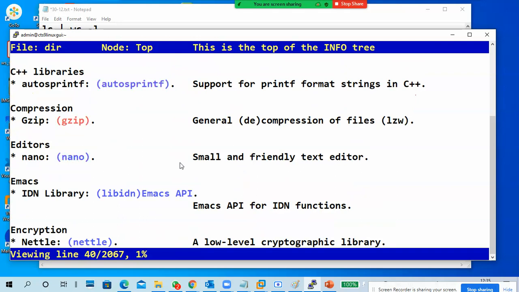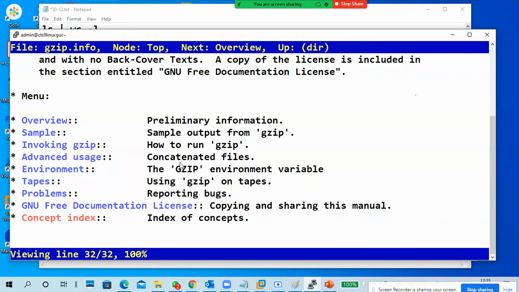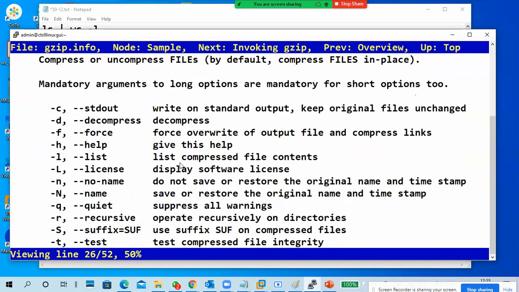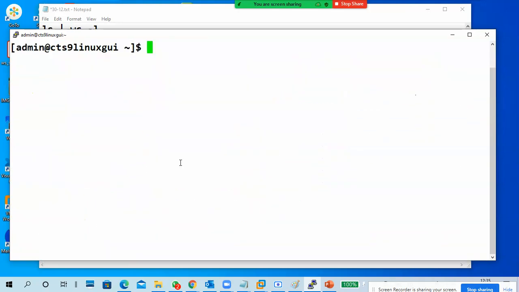Like you want to learn about gzip. Gzip is a command. So I selected gzip and pressed enter. So you will get gzip information also. See how to use it, overview, samples, like this. Q is for quitting from it. So what I did, I put info, pinfo, and start learning certain commands directly without knowing the command.